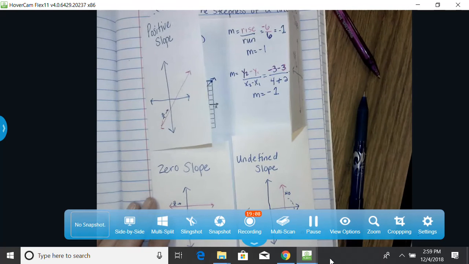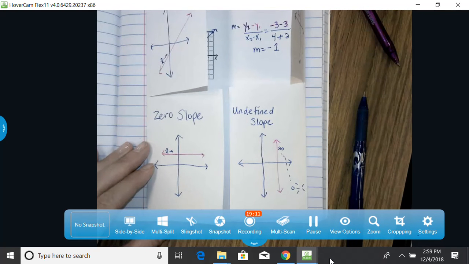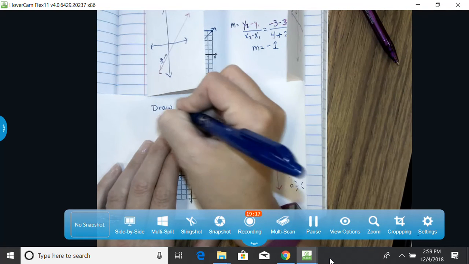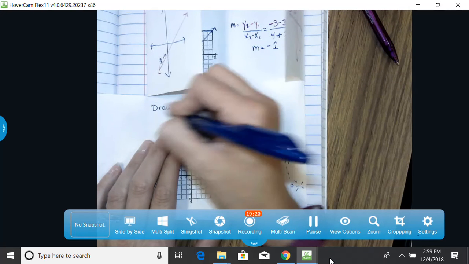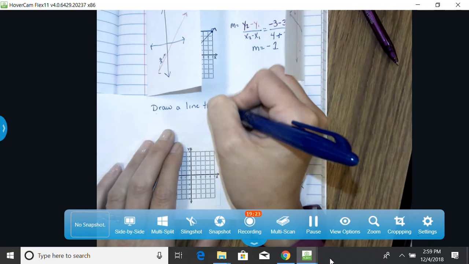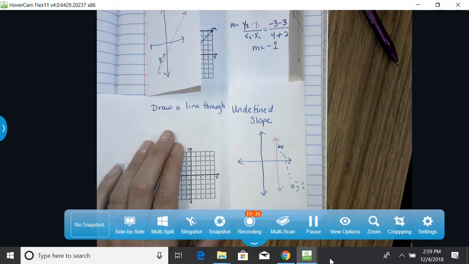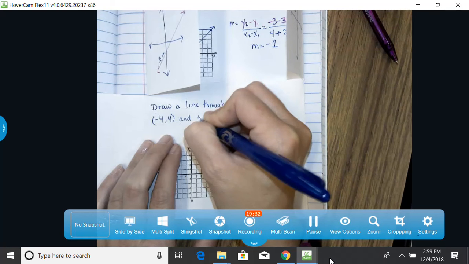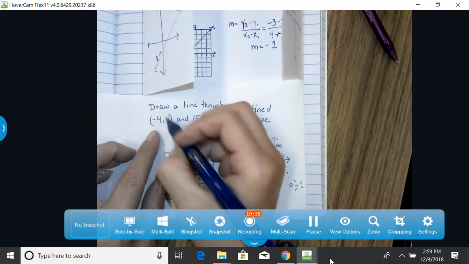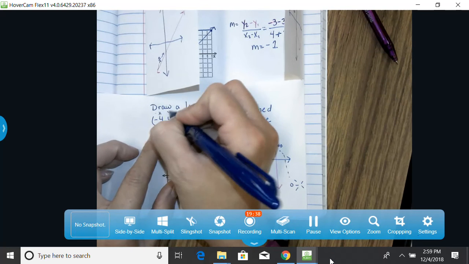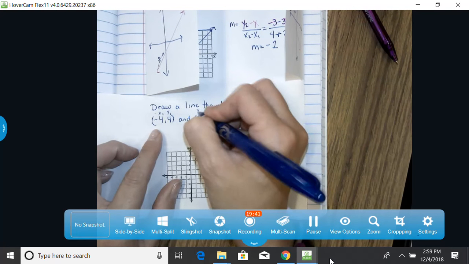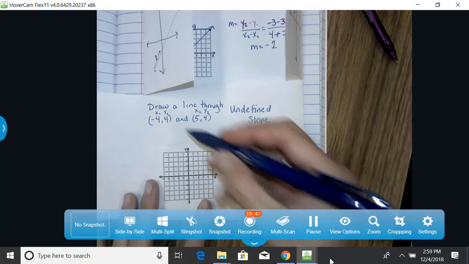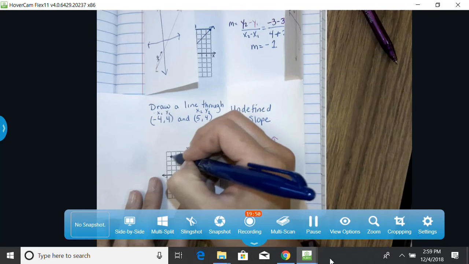For the 0 slope, let's draw a line through -4, 4 and 5, 4. Here's my first XY set, X1, Y1. Here's my second XY set, X2, Y2. -4, 4, 5, 4.